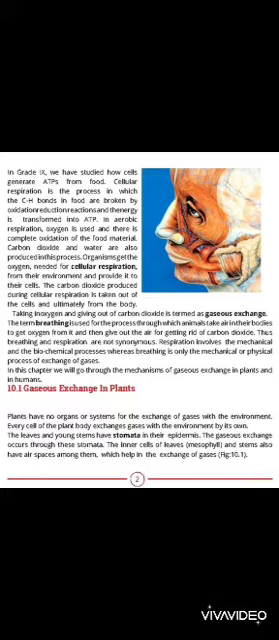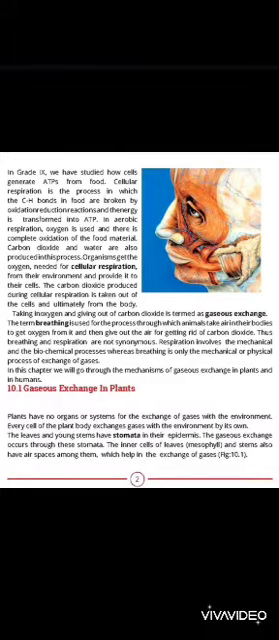Second term seekhenge gaseous exchange. Taking in oxygen and giving out of carbon dioxide is termed as gaseous exchange. Third term seekhenge breathing. The term breathing is used for the process through which animals take air in their bodies to get oxygen from it and then give out the air for getting rid of carbon dioxide.